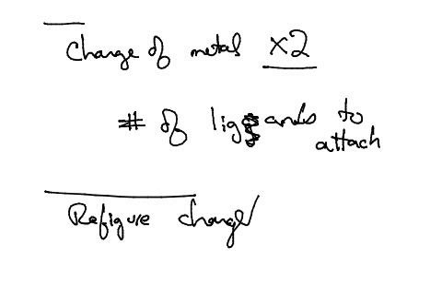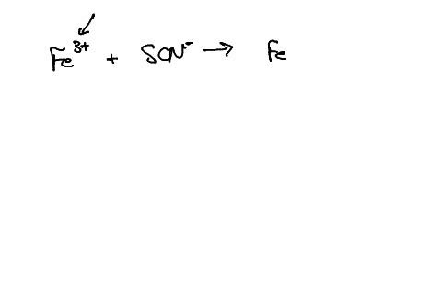So we'll do a couple of examples here. If I have Fe 3 positive, and I react it with thiocyanate, what I need to do is this: the charge of iron is 3. Double the charge is 6. So this will be Fe(SCN)6.